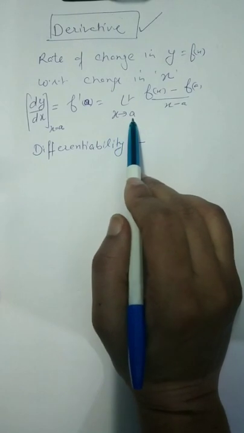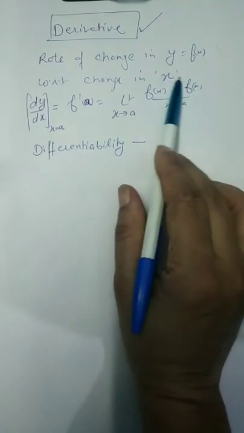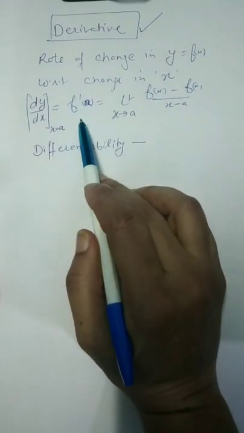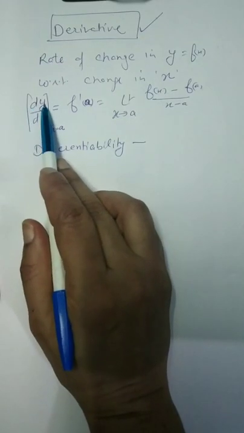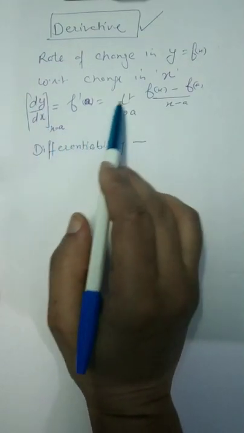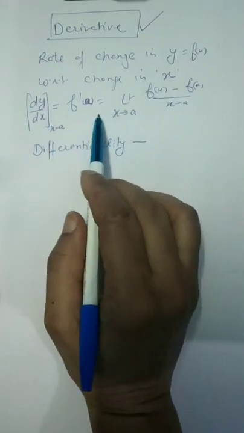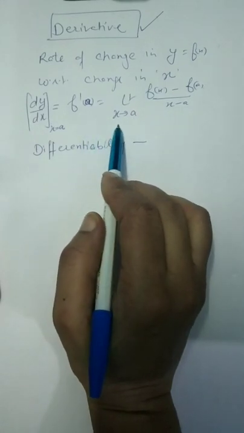As x approaches a means the change is very small. So this is the definition of a derivative at a point. We have written here f dash a, or dy upon dx at x equal to a. This is the derivative of f(x) at a.